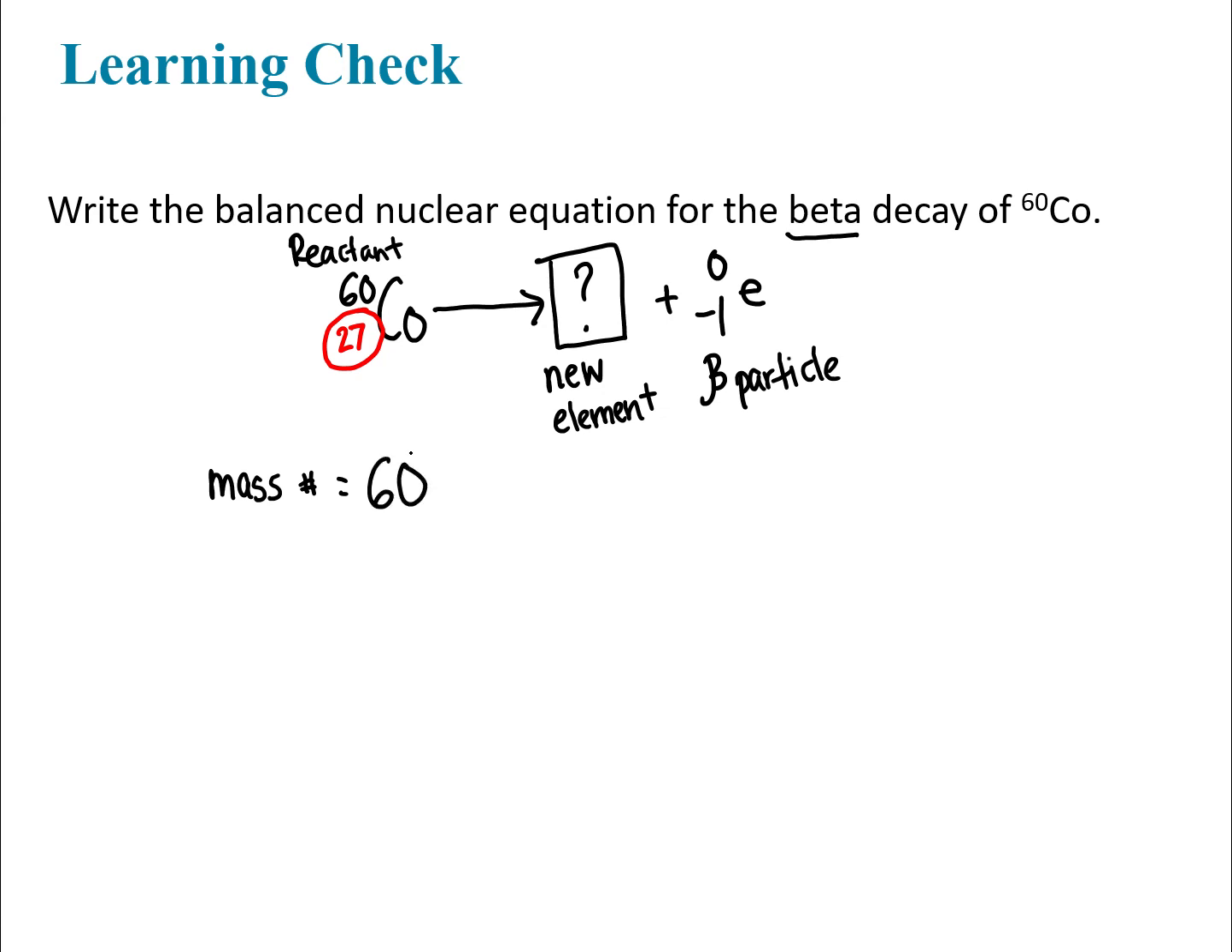It's 60. If there was anything else over here, we would add the mass numbers together. So we're totaling up all the mass numbers on the reactant side. Likewise, for the atomic number, it's just cobalt, so it's 27.